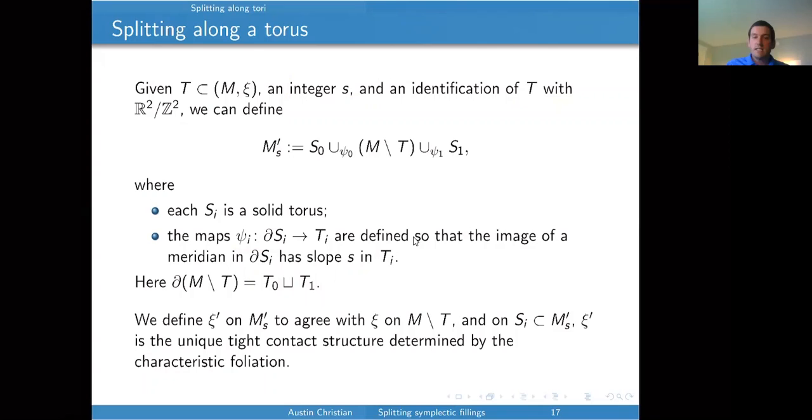So then we can make this a contact manifold by saying on M minus the torus, the contact structure is unchanged. On the solid tori, well, this contact structure that exists on M minus T gives us a characteristic foliation along the boundary of the solid torus. And Honda says there's a unique tight contact structure with that characteristic foliation. So there's some unique extension of C across these 2 solid tori, some unique one that will be tight on each of these solid tori.